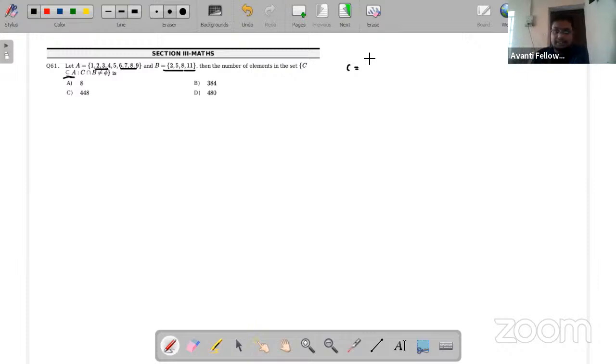Clear? For example, I can take no element, or I can take one element, let's say 1, or 9. Or I can take two elements, or three elements, let's say 3, 5, 7. In that way, I can take all the elements, which means I can also take the complete set A. These are the subsets.